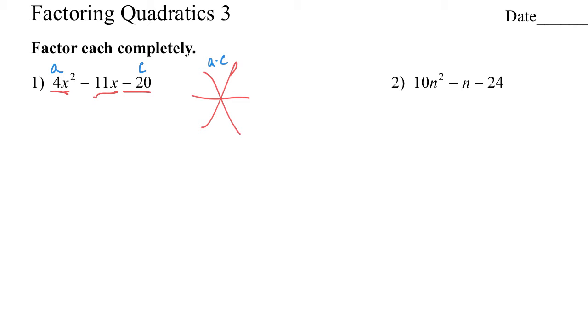So 4 times negative 20 is going to be negative 80 on the top. And then on the bottom you put the b, which is negative 11. And so then on the sides you put the a, so 4. So we're looking for two numbers to multiply to get 80. Since the 80 is negative, they need to subtract to get 11.